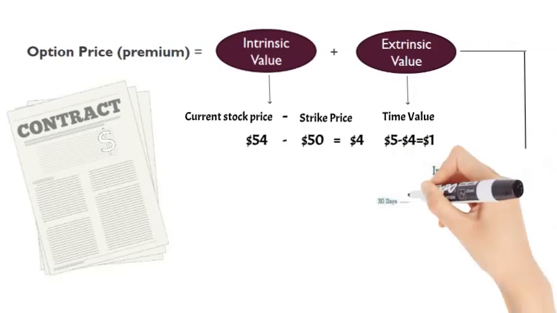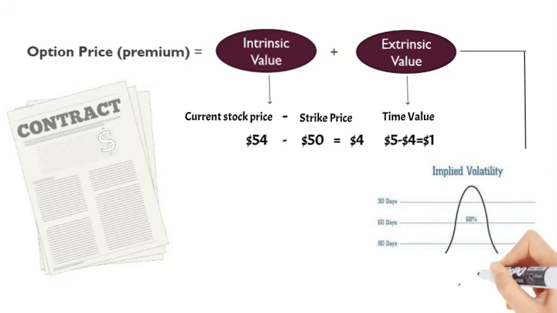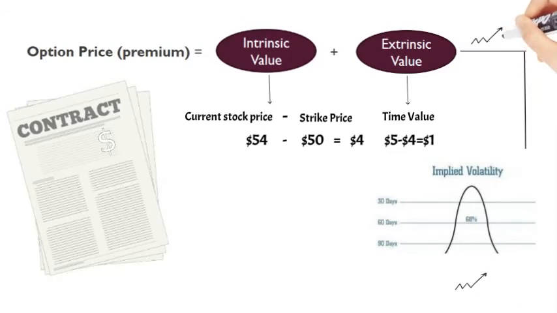Another factor that affects extrinsic value is implied volatility. Implied volatility measures the amount an underlying asset may move over a specified period. Implied volatility is a dynamic figure that changes based on activity in the options marketplace. Normally, if the implied volatility increases, the extrinsic value will increase.